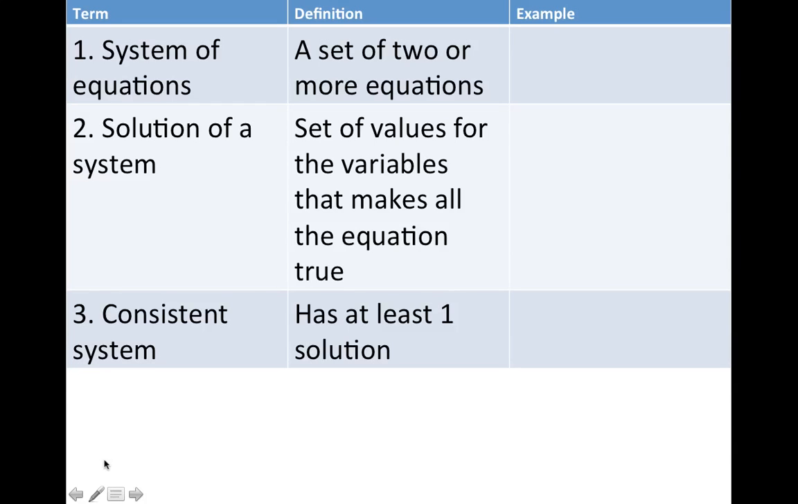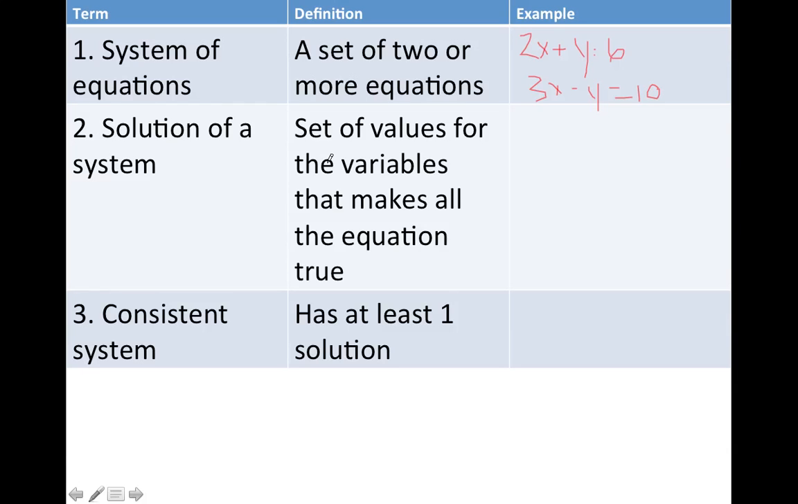Number 1, system of equations: a set of two or more equations. So for example, we're going to have two equations. Remember, equations have variables and numbers and equal signs. So say we had 2x plus y equals 6 and 3x minus y equals 10. Now these are just two random equations, but remember a system has at least two, if not more, equations.